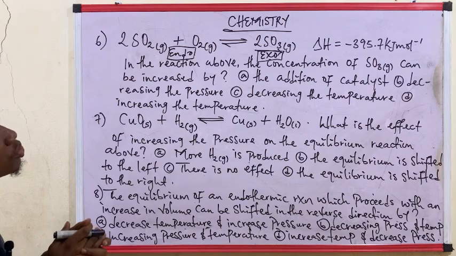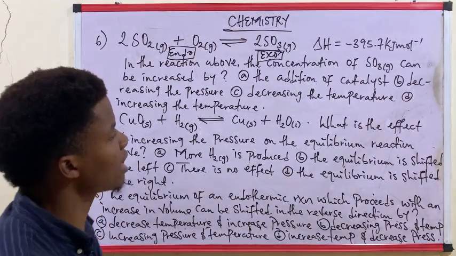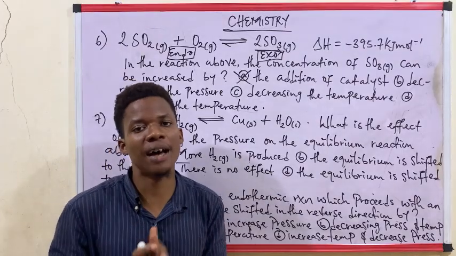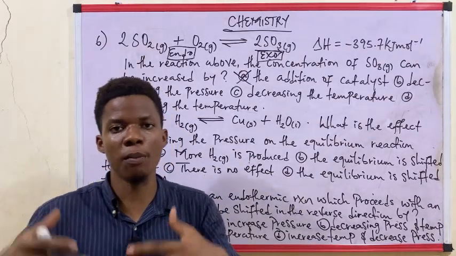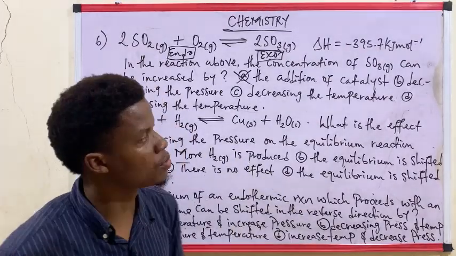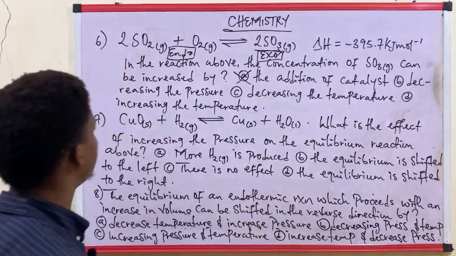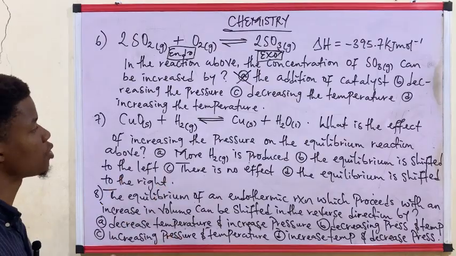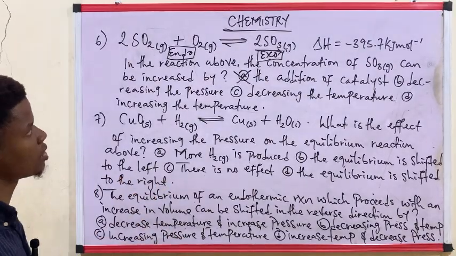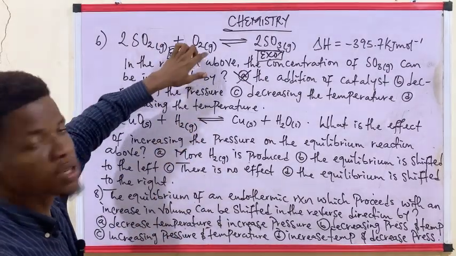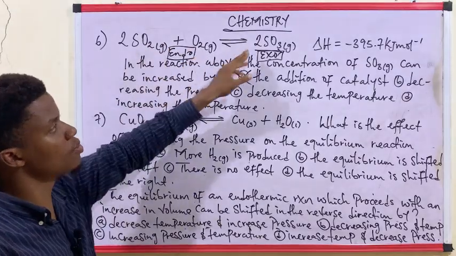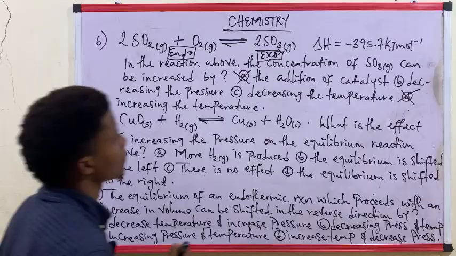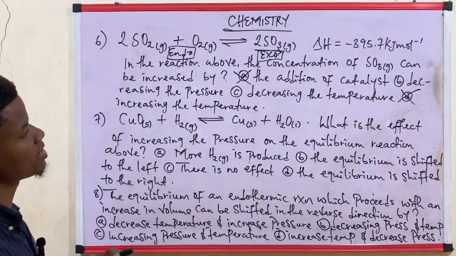So we need to decrease temperature. But now let's go through the options. Option A, the addition of catalyst. I told you, please and please, catalysts do not have effect on the equilibrium position of a reaction. So out of it. B, decreasing the pressure. C, decreasing temperature. D, increasing the temperature. Now, increased temperature will push the equilibrium position to the left, not this direction, to the left. So D is automatically out of it. Then we are left with B and C.